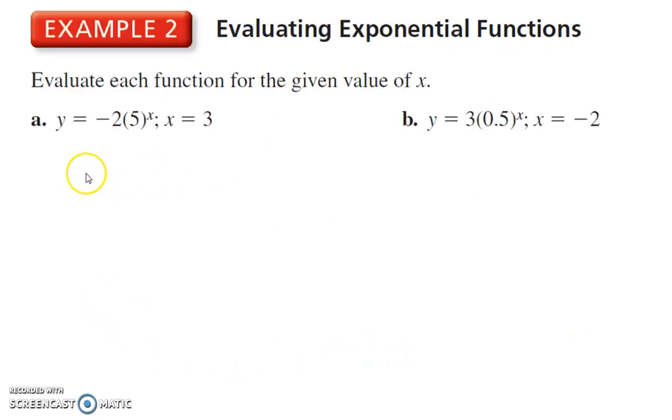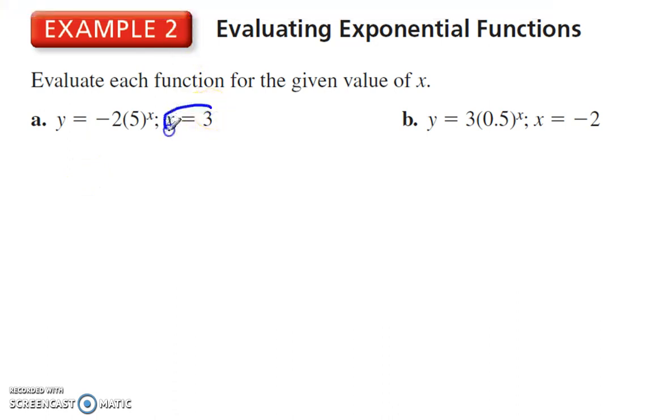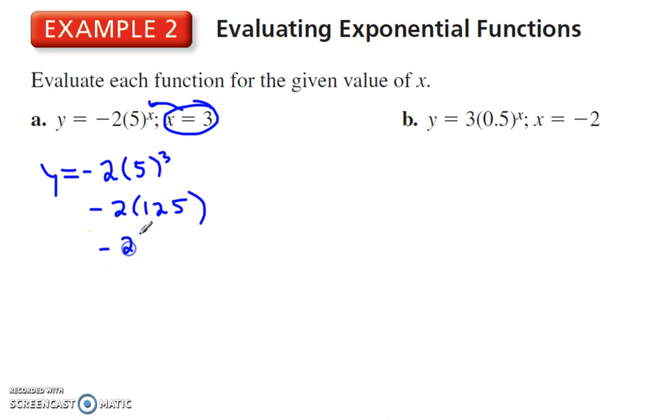Alright, if we want to evaluate one of these, pretty easy here, basic. We know that x is 3, so we're going to plug in 3 right there. So y is equal to negative 2 times 5 to the third power. So that's negative 2 times 125, and that would be negative 250.